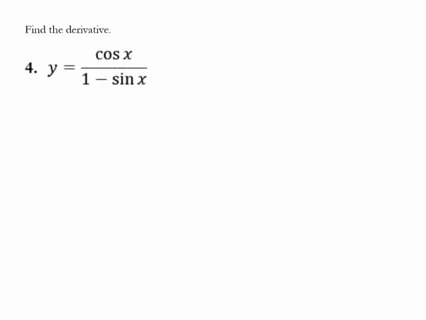To find the derivative here, we need to use the quotient rule. There is a high function and a low function. So the derivative by the quotient rule will be low d high minus high d low all over low squared.